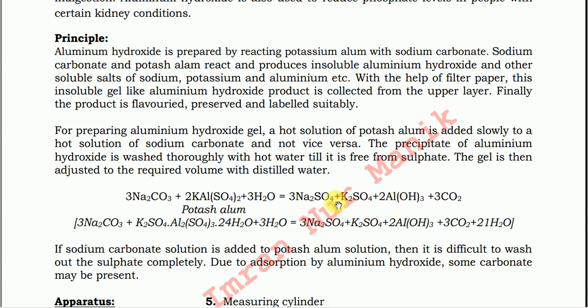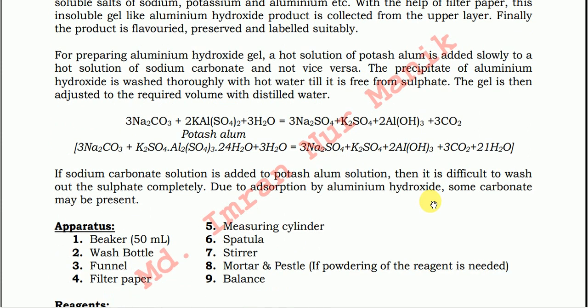Then the aluminum hydroxide gel is washed slowly with hot water so that the potassium sulphate and sodium sulphate salts can be removed from the solution, and we only get aluminum hydroxide gel. After that, the gel is mixed with some hot distilled water, and then it is filtered with the filter paper and dried. After drying, it is weighed out and the yield value is calculated.